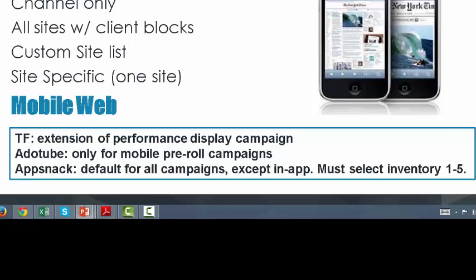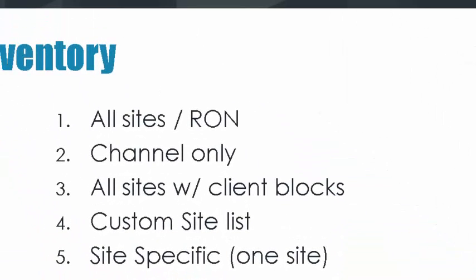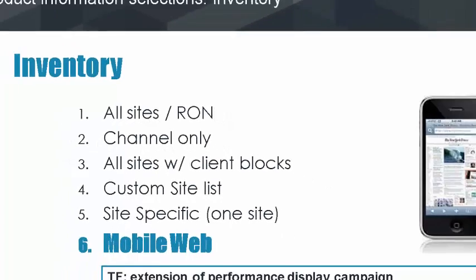For Tribal Fusion, this would be selected when a performance display campaign wants to extend its reach onto mobile sites. For AddoTube, this would only be used for mobile pre-roll campaigns. And for AppSnack, mobile web is a default setting for all campaigns, except for in-app. Therefore, you should always select another inventory targeting in this list 1 through 5. For example, channel only, as mobile web is assumed as always on.